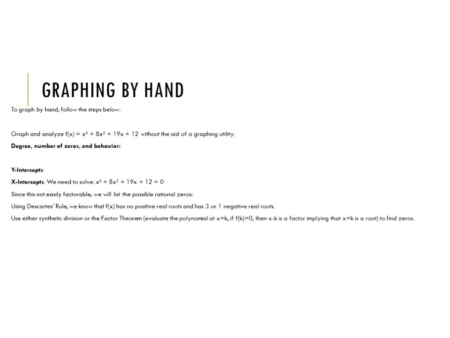The first is to look at the degree, the number of zeros, and think about the end behavior. So I know this is a little tricky to read. This says f of x equals x to the third power plus 8x squared plus 19x plus 12, and it wants us to do it without the aid of a graphing utility. So that means no graphing calculator, no Desmos.com, just graph it by hand. All right, so what is the degree of this polynomial? That first term is x to the third. So what's the degree here? 3, very good.